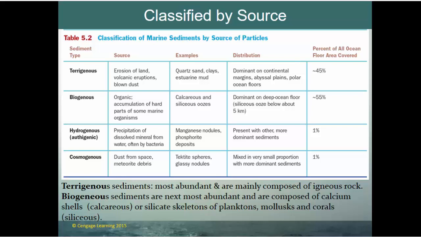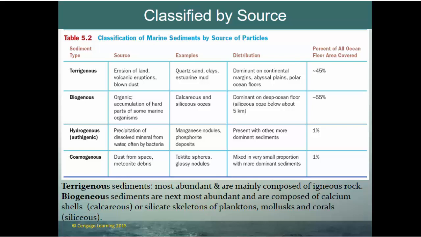So the second classification by source is Biogenous, and these are the next most abundant and are composed of calcium shells or silicate skeletons of plankton, mollusks, and corals. So Biogenous is basically the organic accumulation of hard parts of submarine organisms. So Terrigenous is the most abundant, Biogenous is the second most abundant.